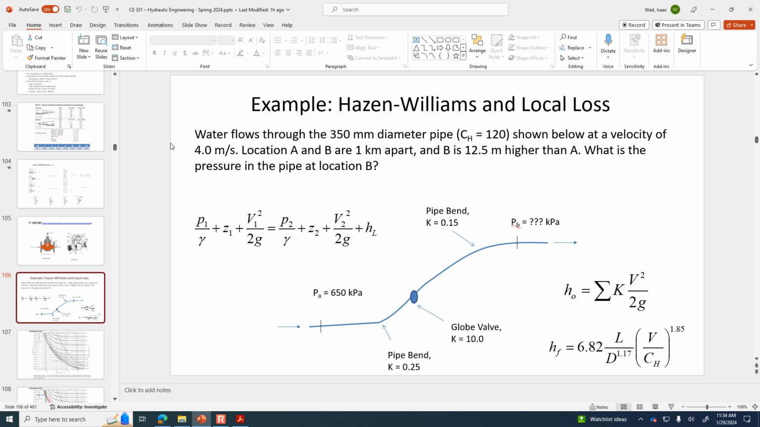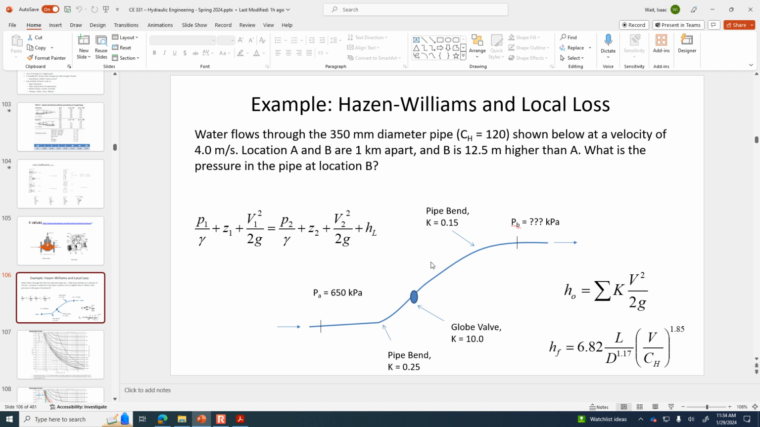If I was going to make this an exam problem, I wouldn't have given you the velocity straight away. I would have told you the flow rate and made you calculate the velocity. And if I was going to make this an exam problem, I already told you I'd give you two different diameters. So you'd have to calculate two different velocities.